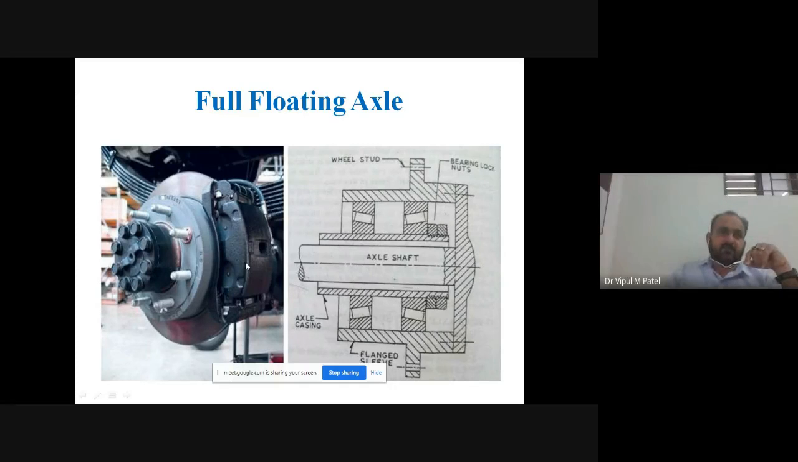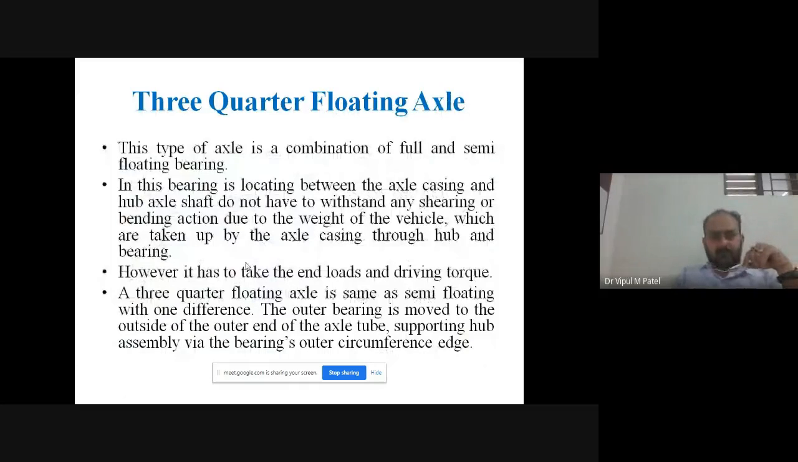Now the 3/4 floating axle. This type of axle is a combination of the full and semi floating bearing. In this, the bearing is located between the axle casing and wheel hub, or we can say the hub. The axle shaft does not have to withstand any steering or bending action due to the weight of the vehicle.